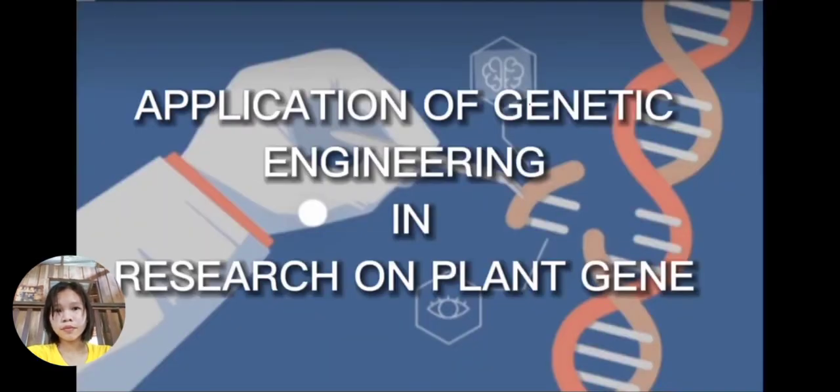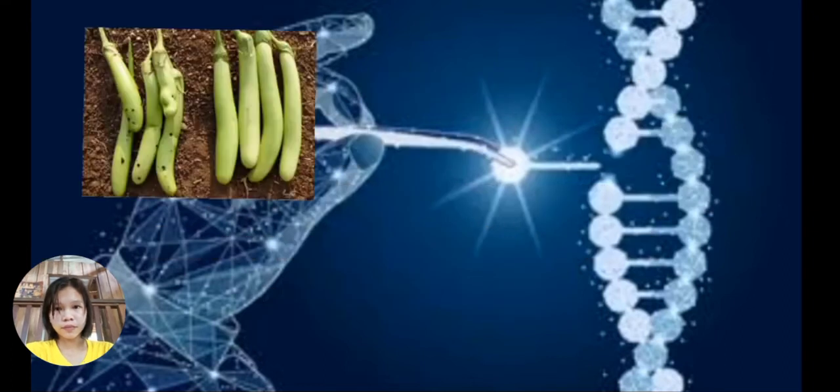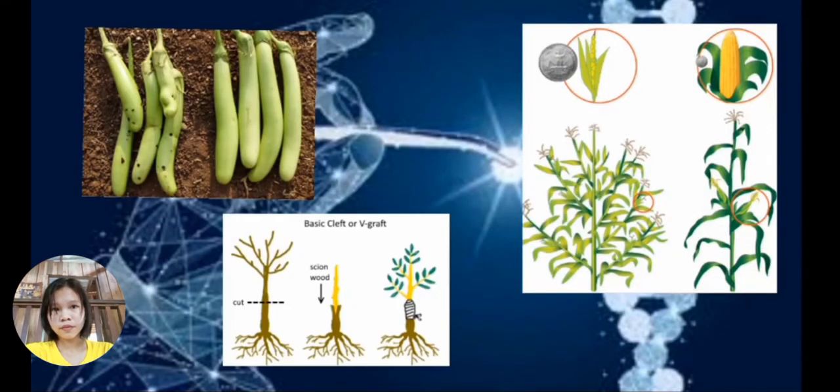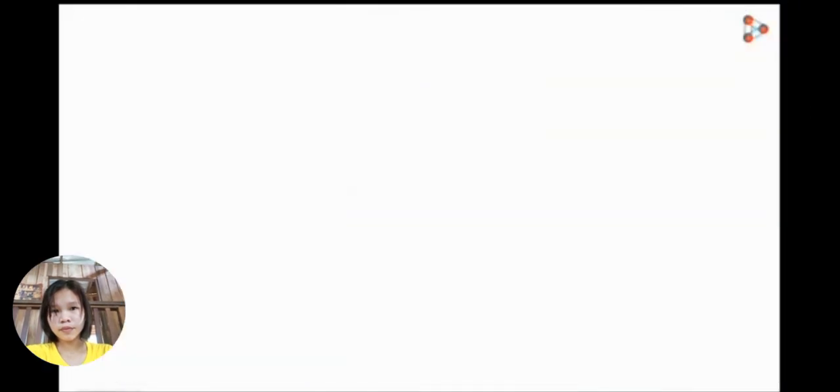Application of genetic engineering and research on plant gene. Genetically modified plants have been engineered for scientific research to create new colors in plants, deliver vaccines, and to create enhanced crops. Genetic engineering on plants is a way to protect plants from damaging pests and diseases. To further understand genetic engineering on plant gene, watch this video.